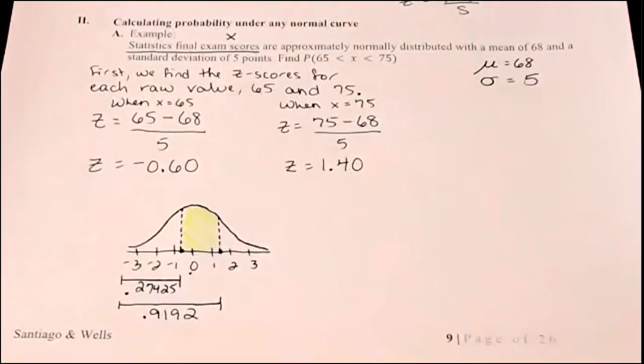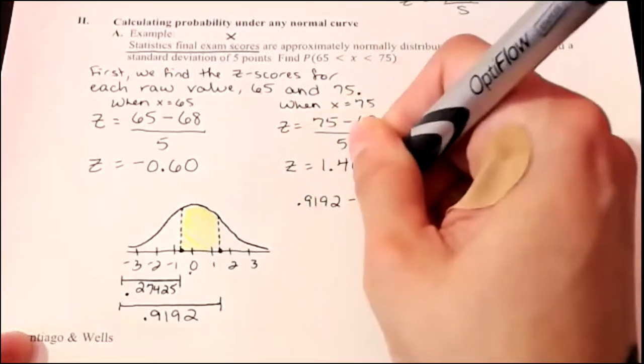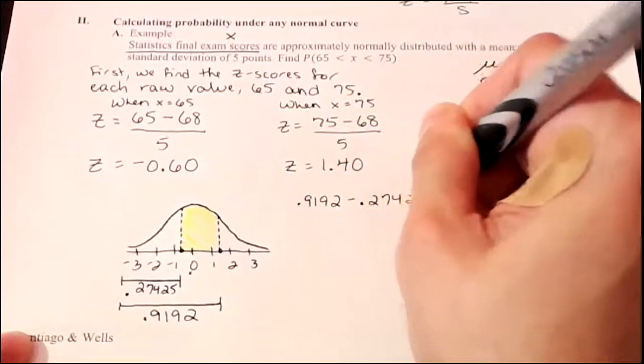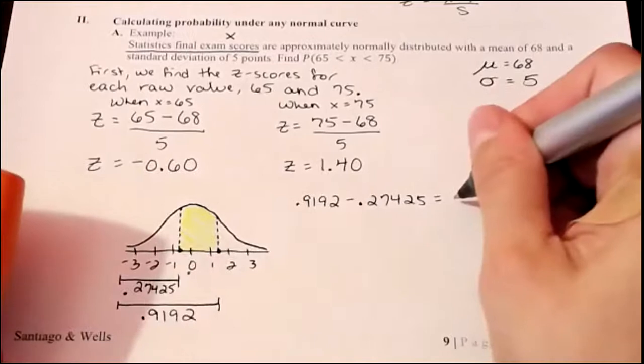Yes, excellent, excellent, excellent. And then the last thing we have to do to find the area in between is what? We saw this last class. What do we have to do? Subtract it. Yes, subtract it. That's it. So we're going to do 0.9192. We're going to subtract 0.27425. Let's punch this into our calculators to make sure that we're getting the same thing. And what do you get for the area between?